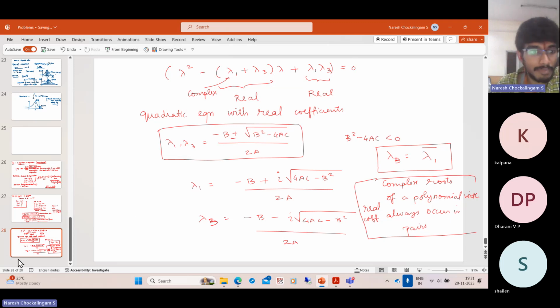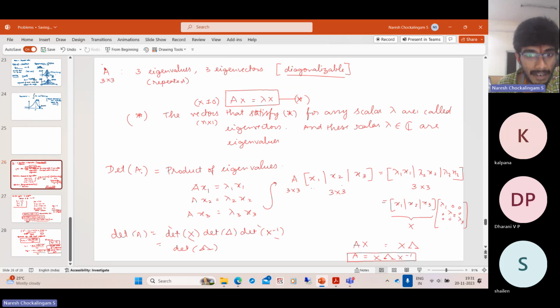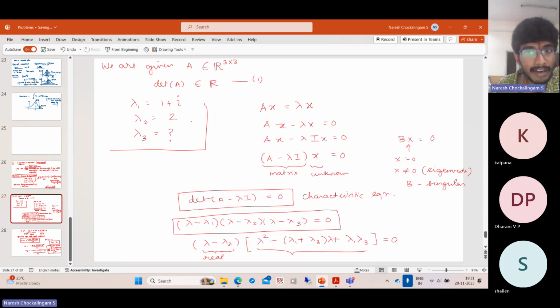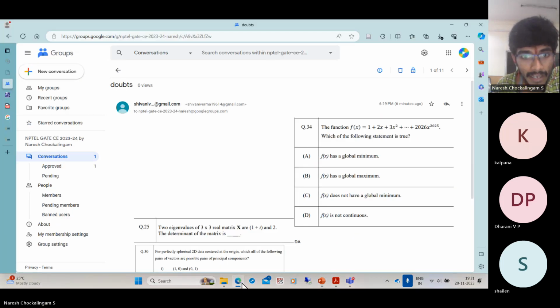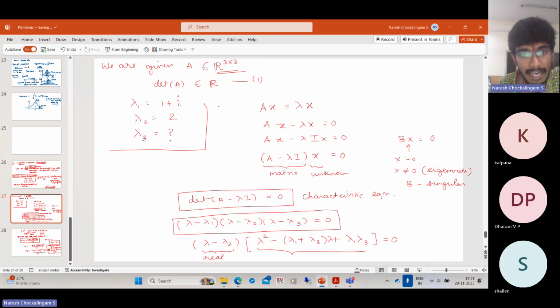So that's all. We have solved the problem. I have shown that the determinant of a matrix is the product of its eigenvalues, and here is the proof. The proof is not important from the GATE point of view, but it will help you solve certain other problems in matrix algebra. They mentioned in the question that it's a real matrix, so all its entries are real.